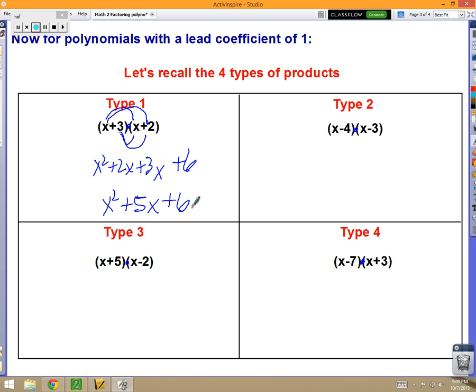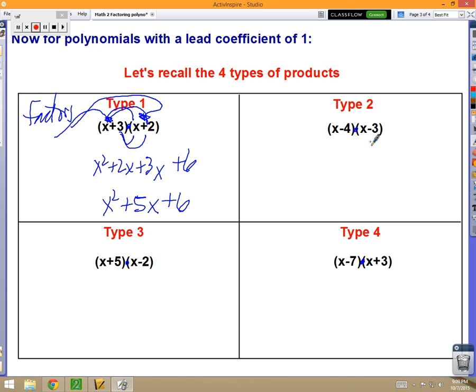Now, if you have a positive and a positive, if everything is positive, that means everything in your factors are positive. So these are your factors. This is a factor right here, the x plus 3, and this is a factor, your x plus 2. And this is the answer, so this is the product. So in the product, everything is positive. That means everything in your factors are positive.